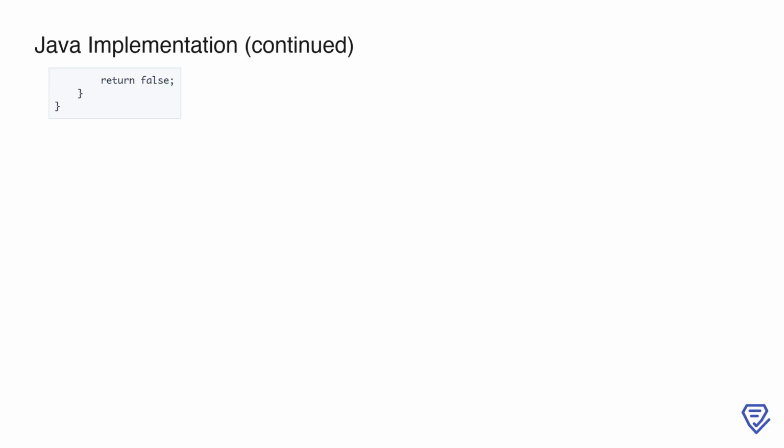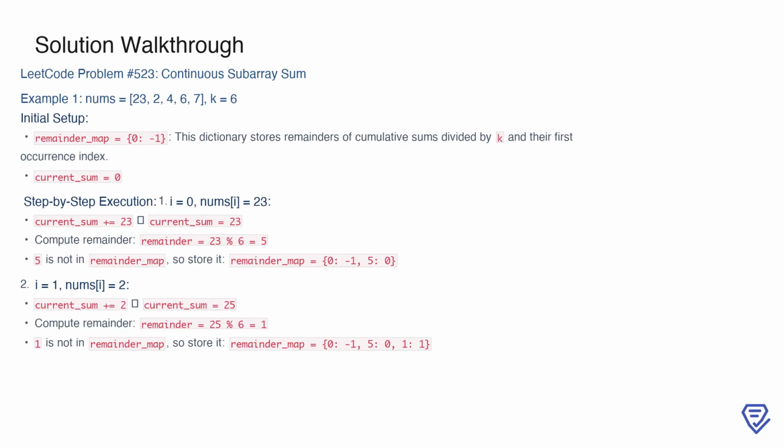By leveraging the properties of remainders and the hash map for quick lookups, this implementation achieves optimal performance while maintaining clarity and correctness. To solve this problem, we use a dictionary called remainder_map to keep track of remainders when the cumulative sum of the subarray elements is divided by k. Initially, this dictionary contains the key-value pair 0: -1, which represents the remainder 0 at a fictitious index -1. This helps handle cases where the subarray starts from index 0. We also initialize current_sum to 0.